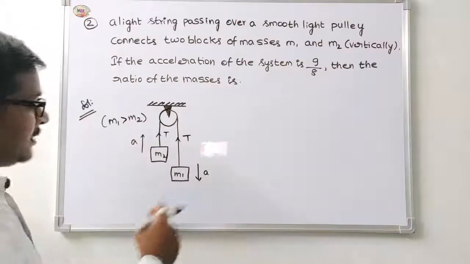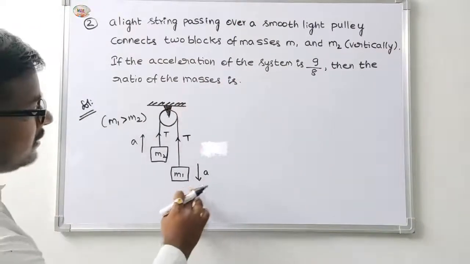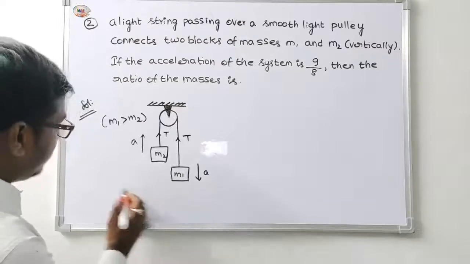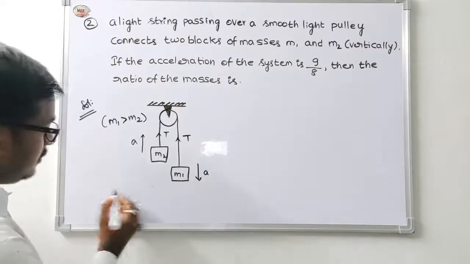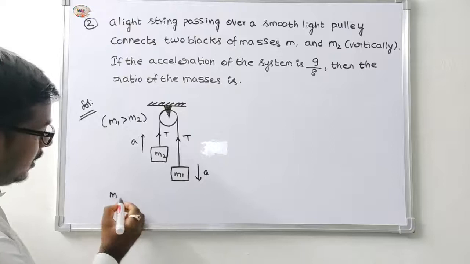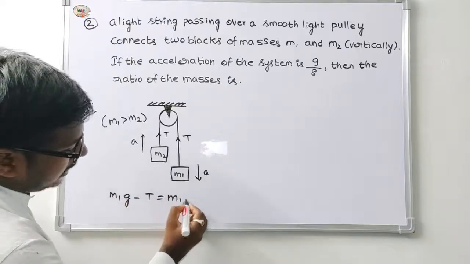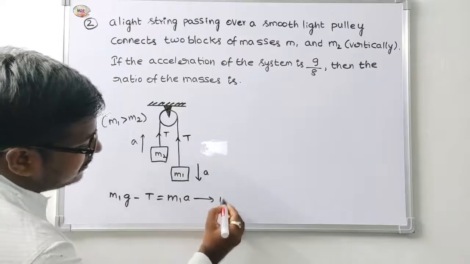Okay, the first is the free body diagram and the equation for the m1 block. m1g is acting in the downward direction, so m1g minus T is equal to m1a. This is equation number 1.